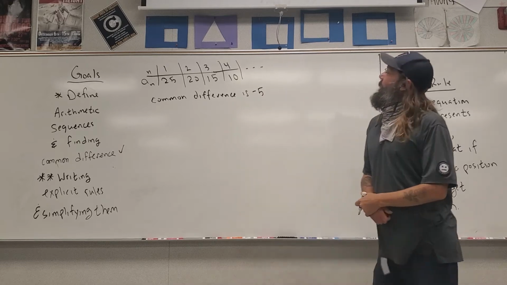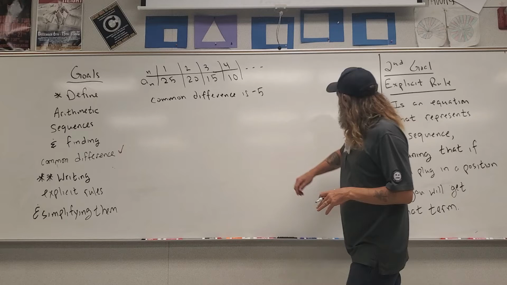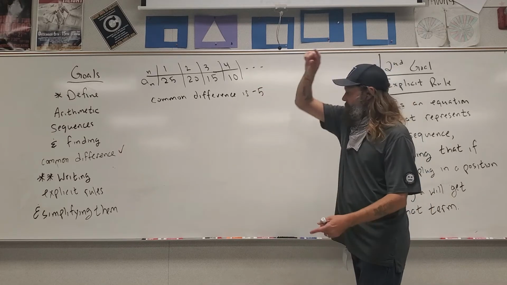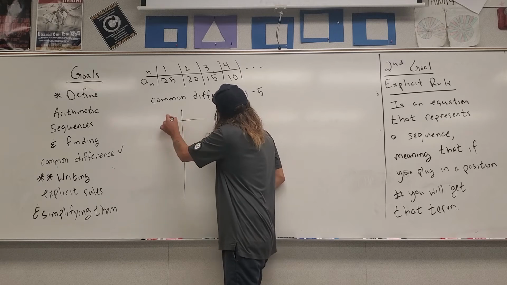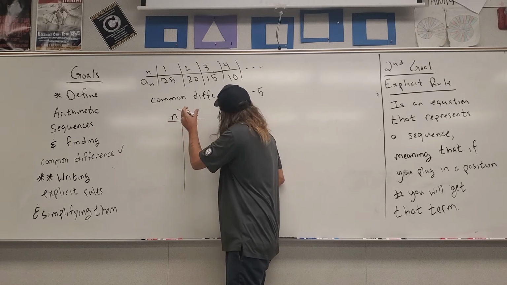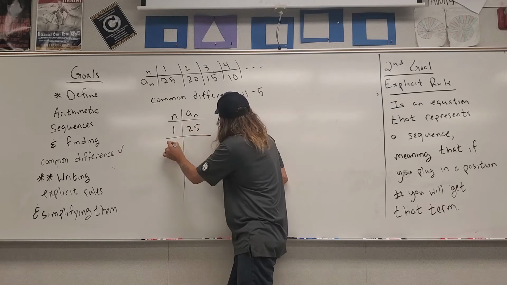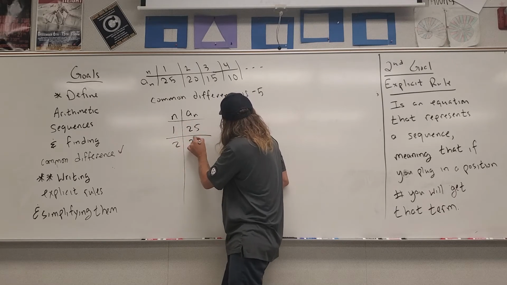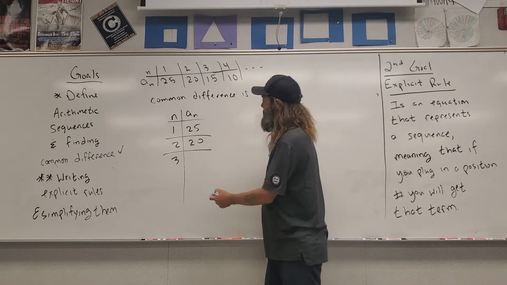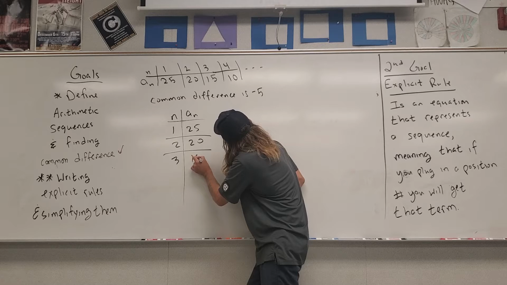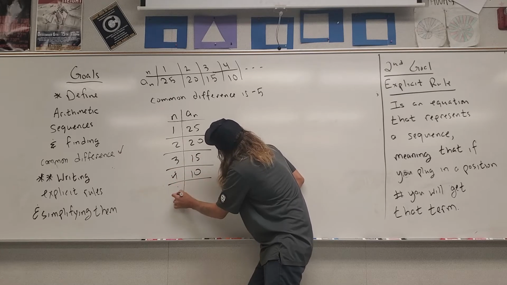So the common difference is minus 5. I'm going to take this table and write it vertically; I think it's easier for this lesson to see it that way. So my first term is 25, my second term is 20, my third term is 15, and my fourth term is 10, and then the pattern continues.